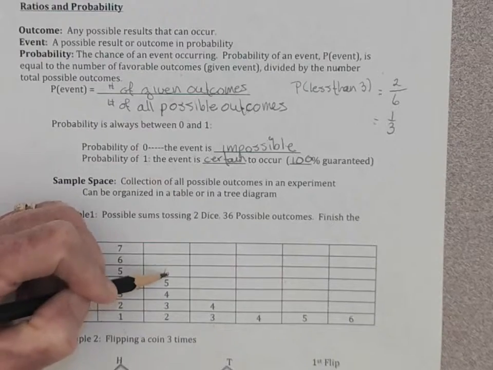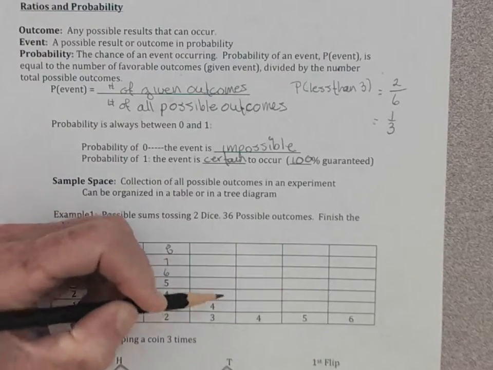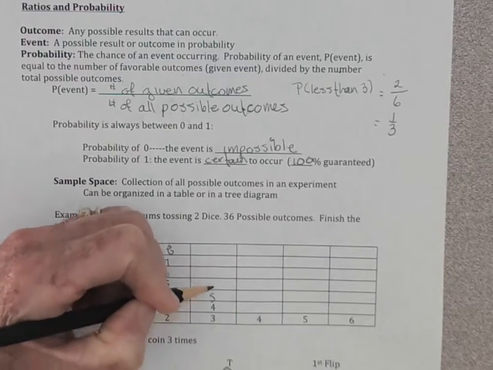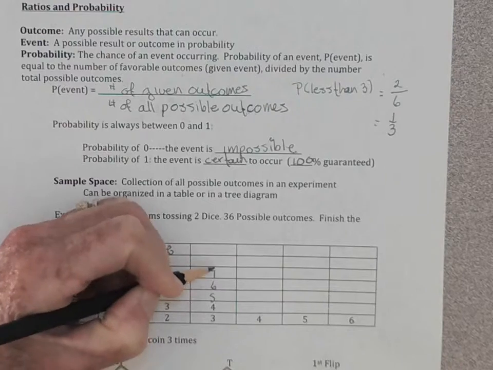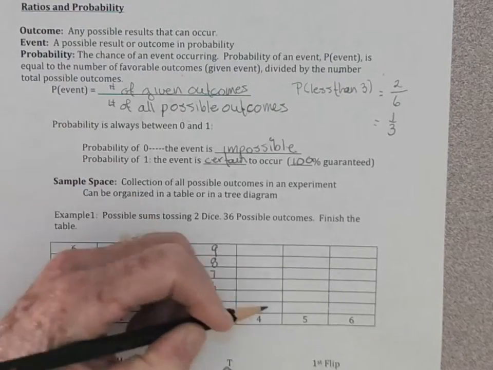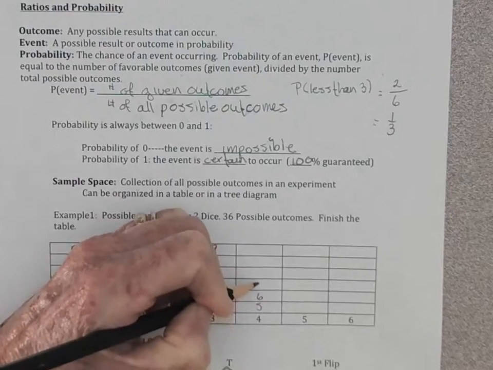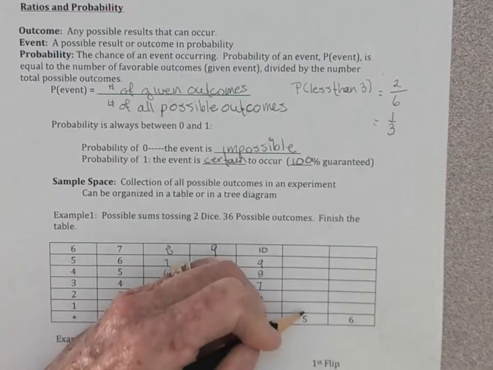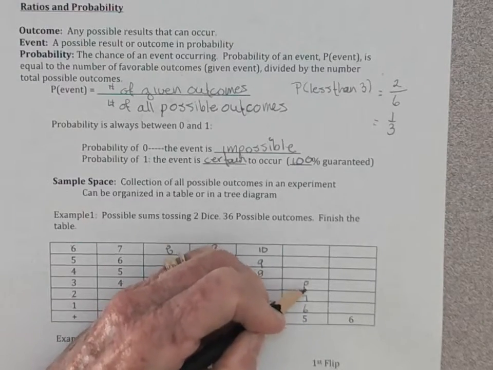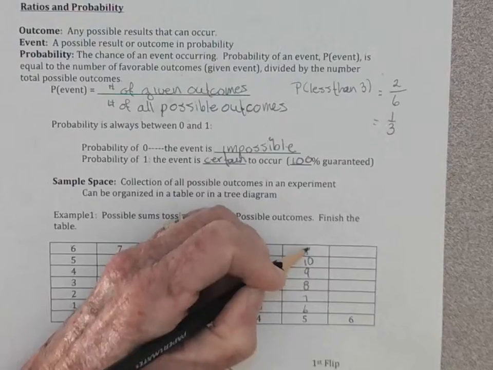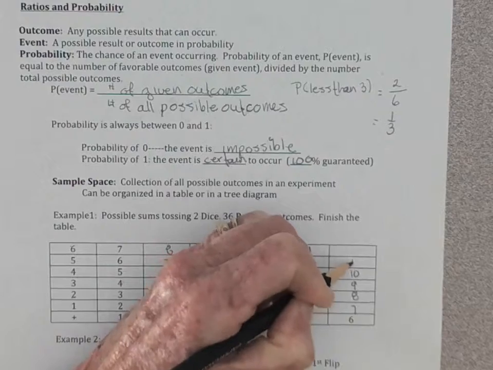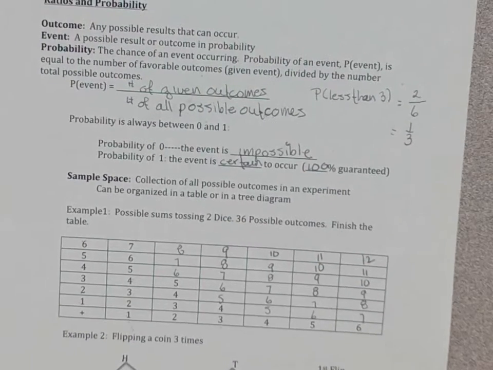So this would be 6, 7, 8. 1 plus 3 is 4, 2 plus 3 is 5, 3 plus 3 is 6, 7, 8, 9. And then 4, 5, 6, 7, 8, 9, 10. Then 6, 7, 8, 9, 10, 11. Then 7, 8, 9, 10, 11, 12. So now we have a list of all the possible outcomes when you roll 2 dice and add them together.